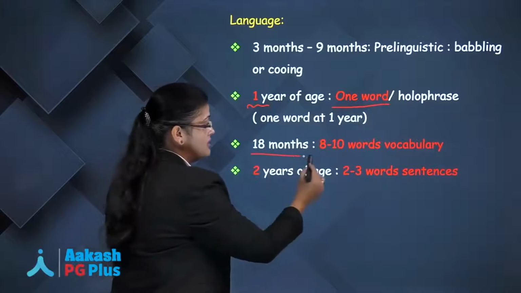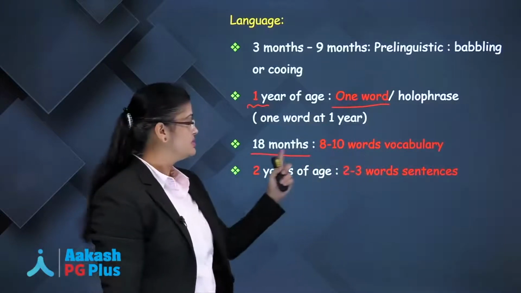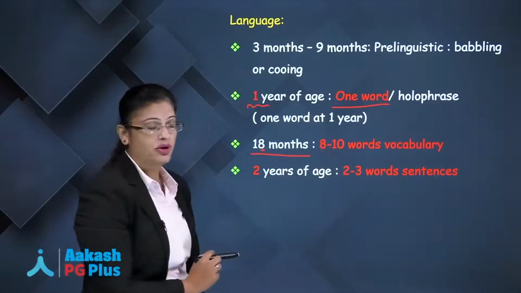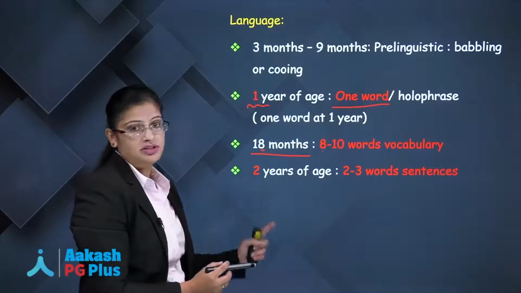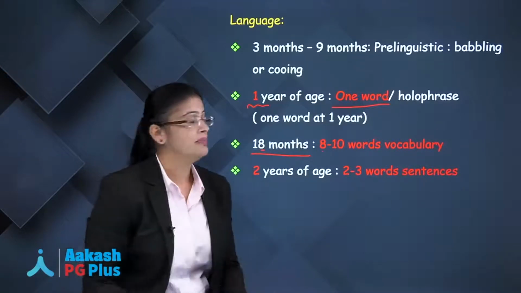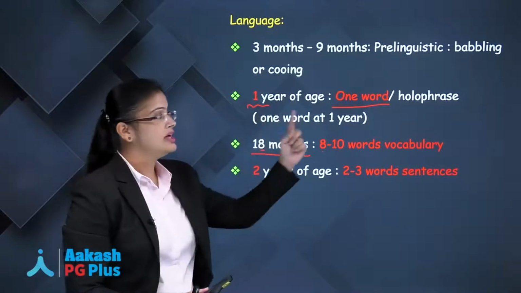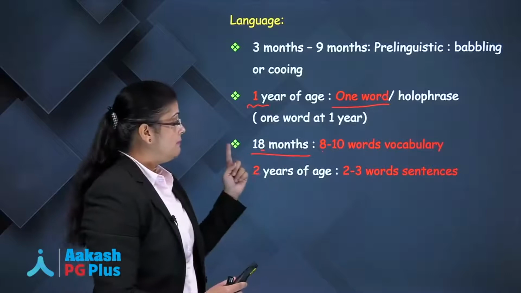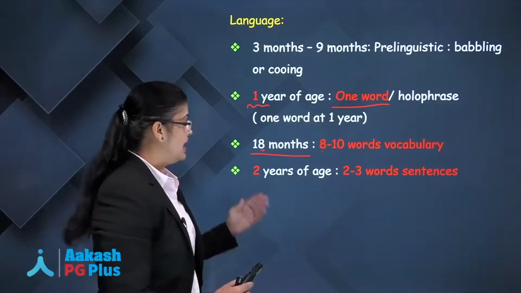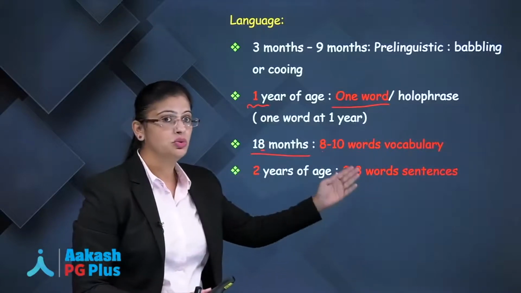Then at 18 months, his vocabulary is around 8 to 10 words. Then at 2 years of age, he can make a sentence of 2 to 3 words. So again, it is easier to remember. By 1 year, he can speak one word. By 18 months, he has a vocabulary of 8 to 10 words. And by 2 years, he can make sentences of 2 to 3 words.